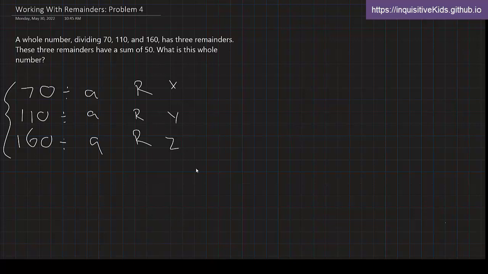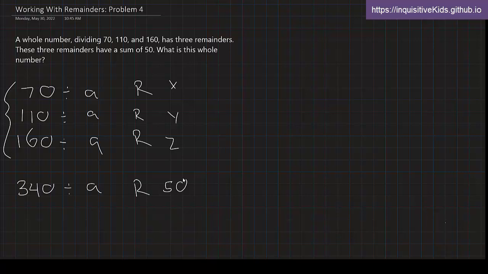Remember, it's the exact same rule as last time. The sum of the remainders is the same as the remainder of the sum. So what is 70 plus 110 plus 160? That's 340. And 340 is still being divided by A, but this time the remainder is going to be 50, because we know that x plus y plus z equals 50.